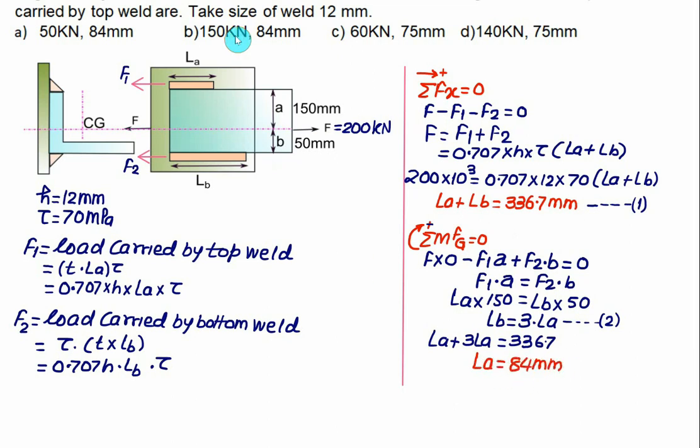84 mm, we have two choices here, so you have to confirm choice A or choice B. For that we need to find out the value of F1. So we have F1 equal to 0.707 multiplied by H, which is equal to 12, multiplied by LA, which is equal to 84, multiplied by shear stress, which is equal to 70. So in this case we get the load carried by the top weld as 50 kN. So the length is 84 and the force is 50. So choice A is correct.